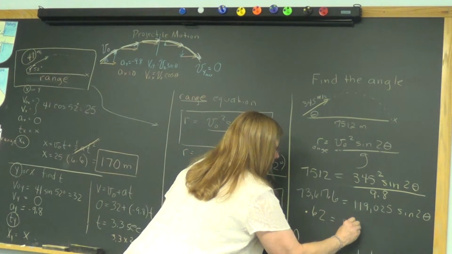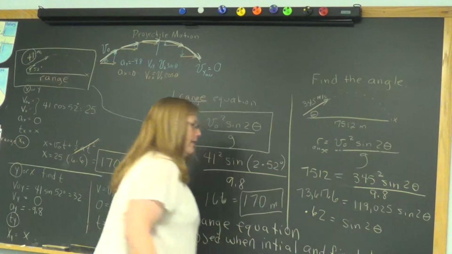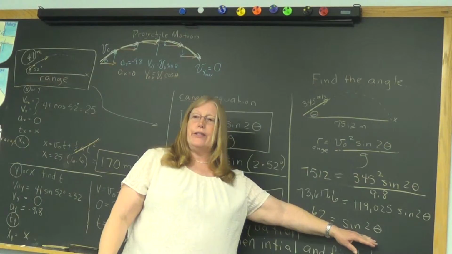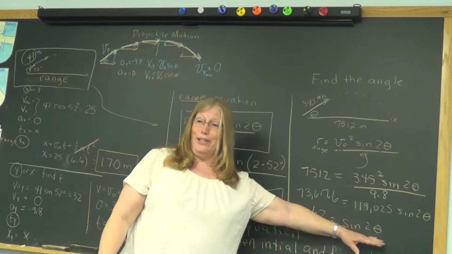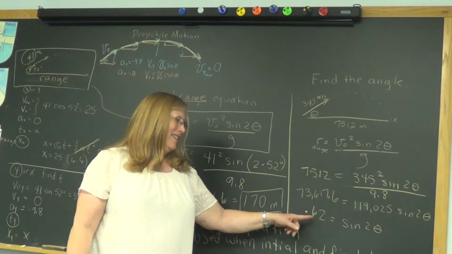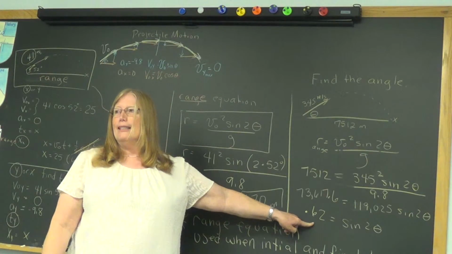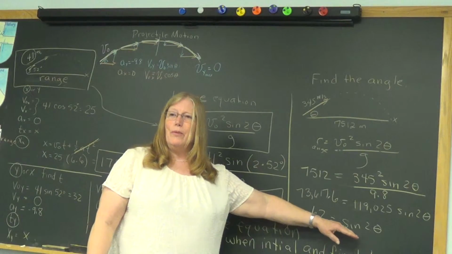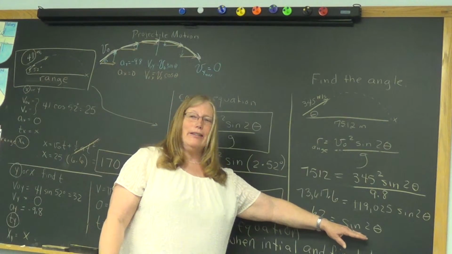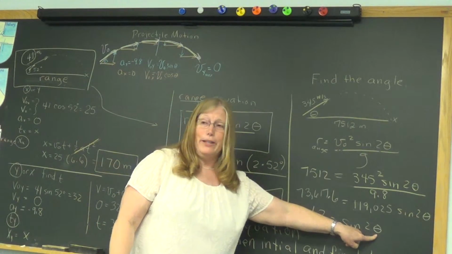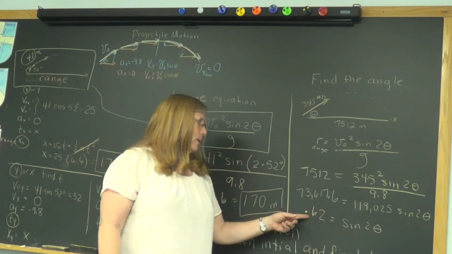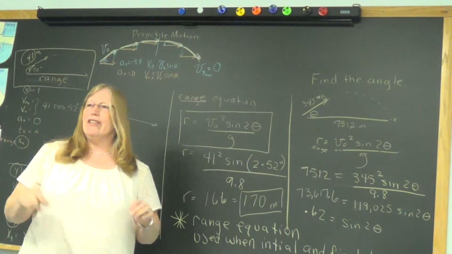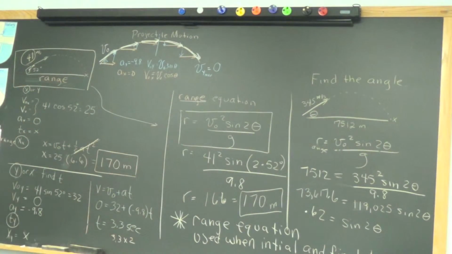0.62 equals sine of 2 theta. Now this is saying that there is an angle out there in the universe that when you double it, its sine is 0.62. So listen to that again. This is saying when there is an angle out there in the universe, when you double it, its sine is 0.62. So that's a little tricky there. You haven't really even had that in trig yet, but you can reason it through.